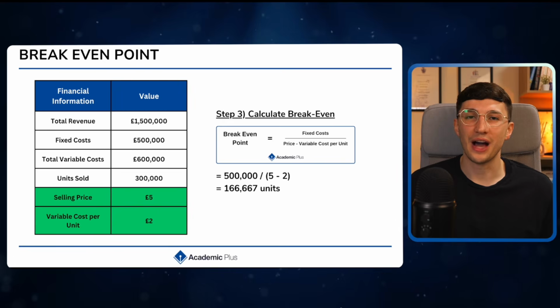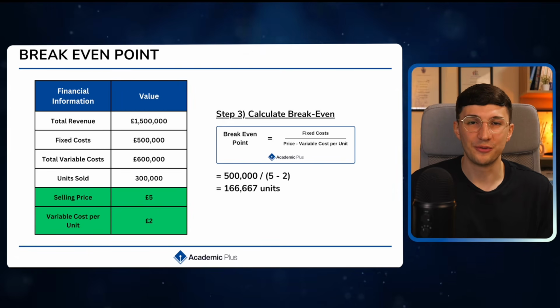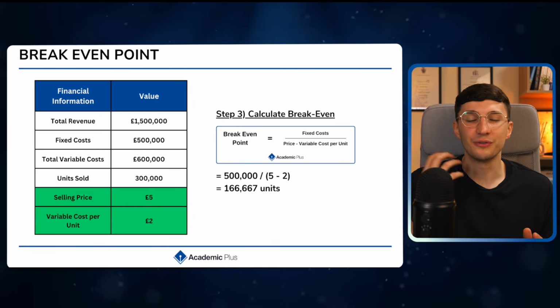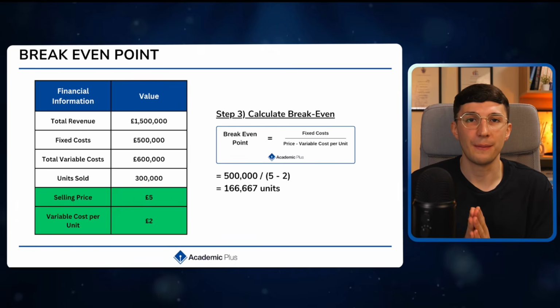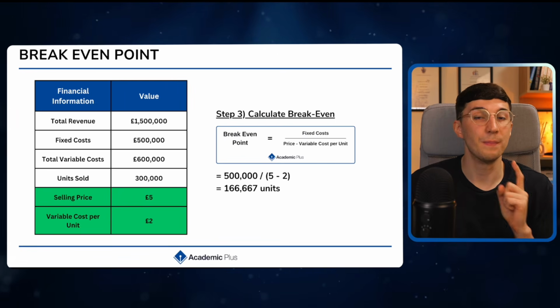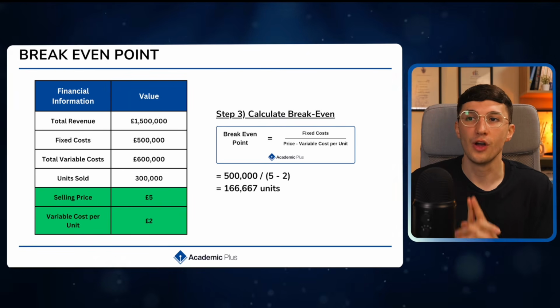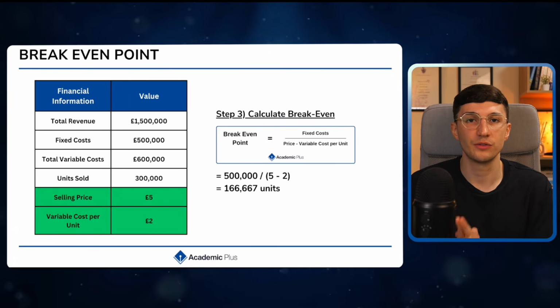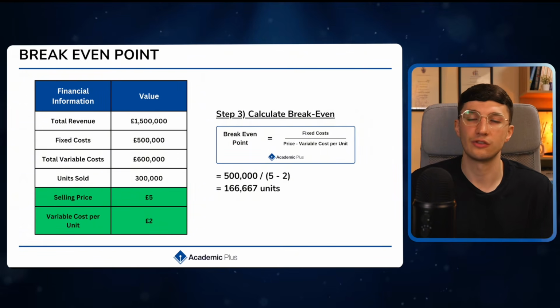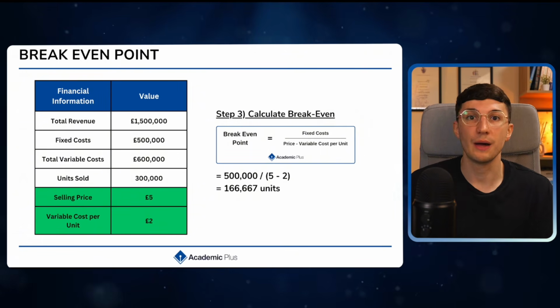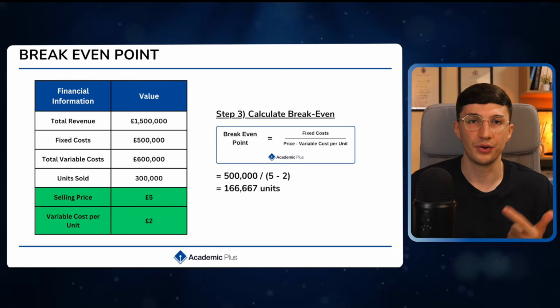And all we need to do now is to put all of that information into our formula. So the fixed cost equal to £500,000, divided by the selling price of £5 minus the £2 of variable cost per unit, gives me a break-even point of 166,667 units. The correct units we need for your exam is either units or whatever product they're selling.